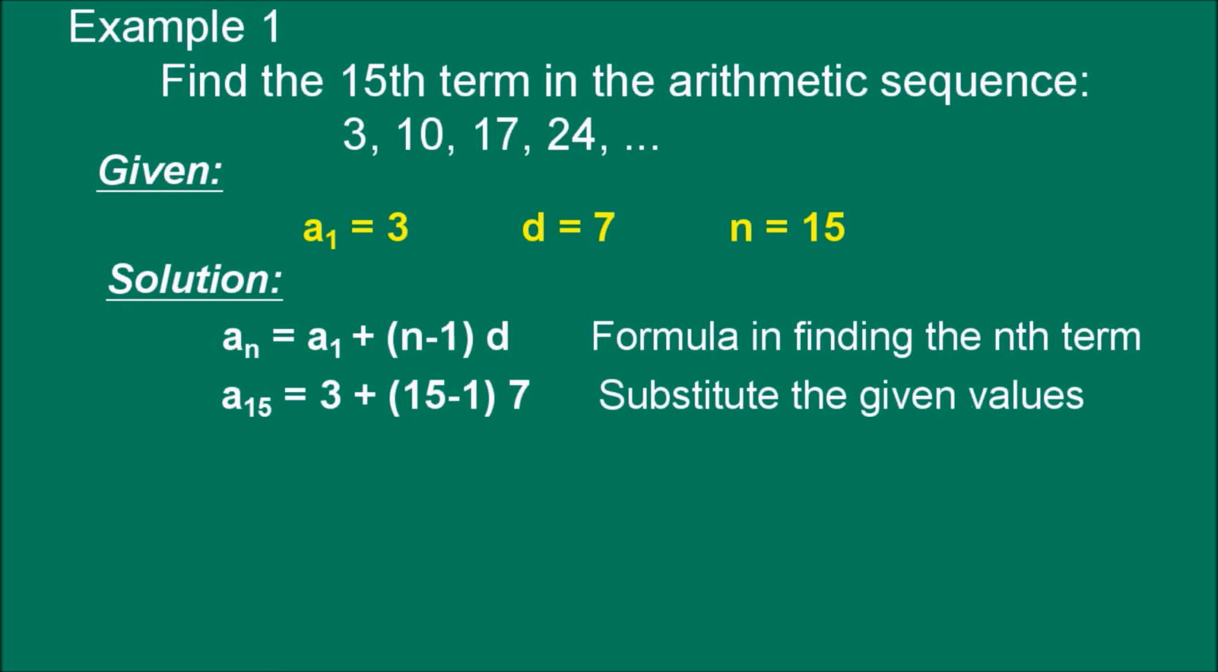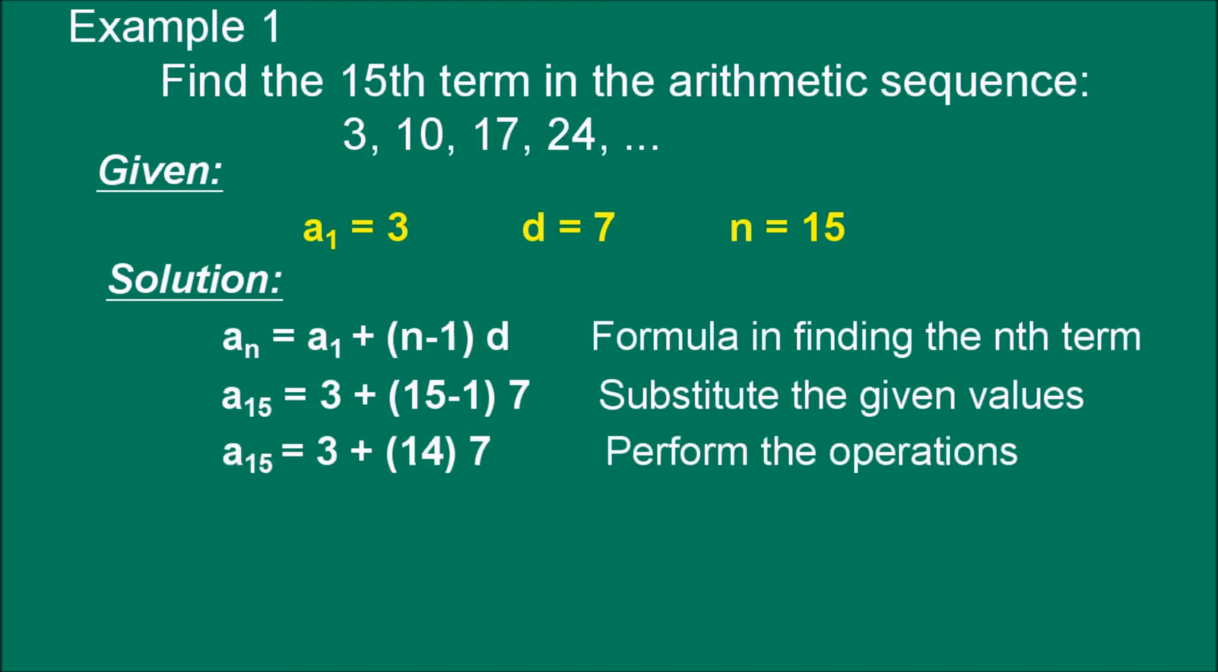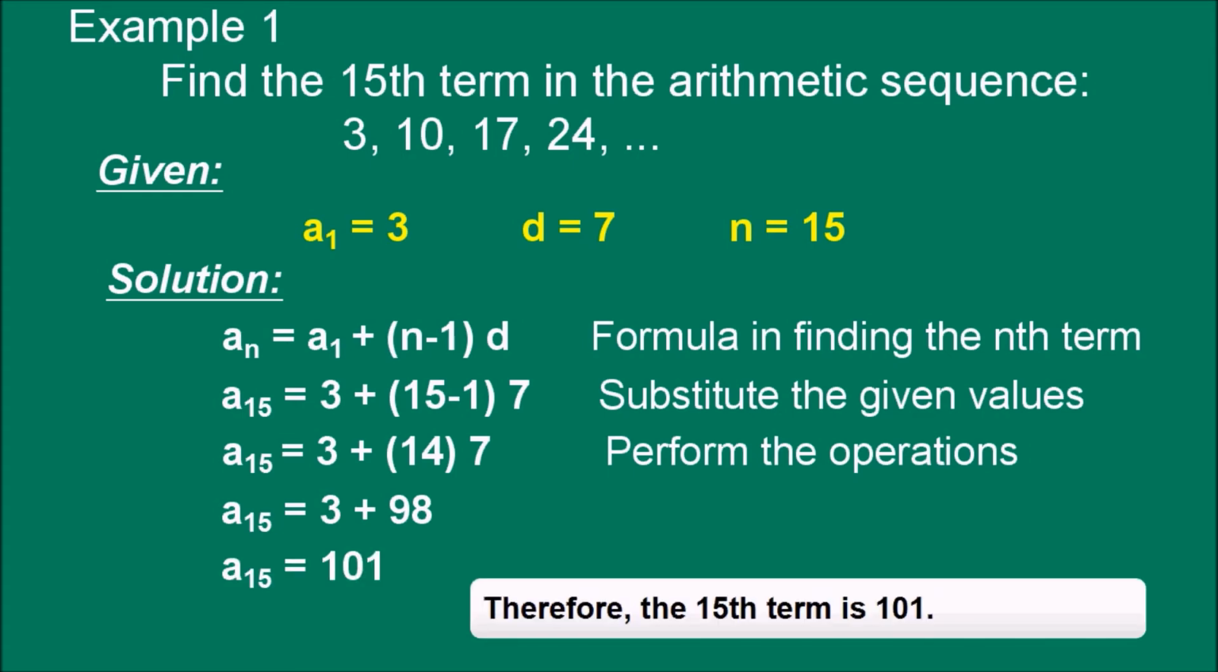Next is to substitute the given values. A sub 15 is equal to 3, which is the first term, plus 15, the term number, minus 1, times 7, the common difference. Next is to perform the operations. A sub 15 is equal to 3 plus 15 minus 1, which is 14, times 7. A sub 15 is equal to 3 plus 14 times 7, which is 98. And 3 plus 98 is equal to 101. Therefore, the 15th term is 101.